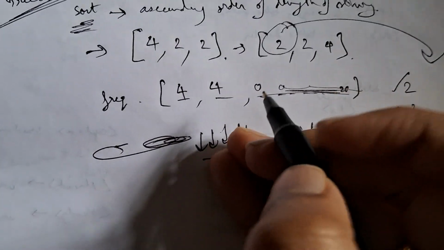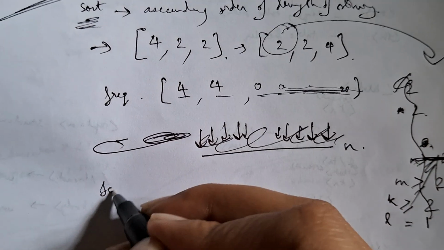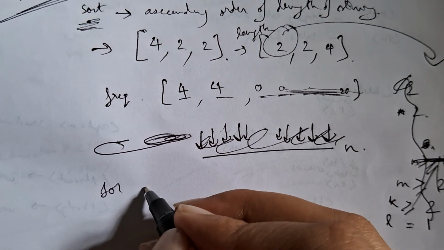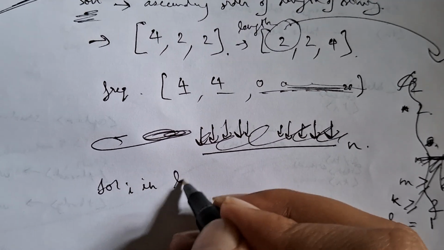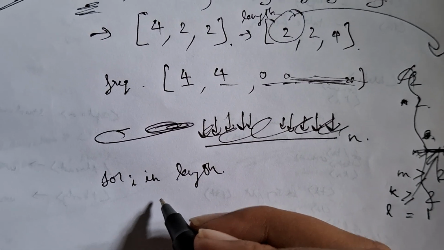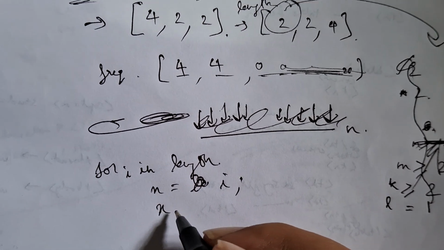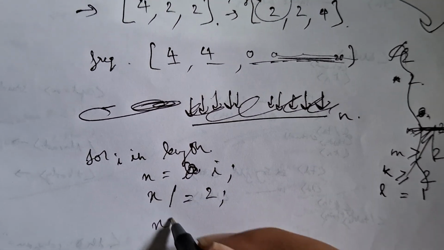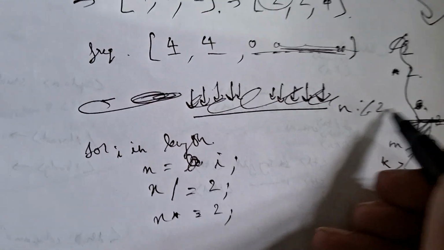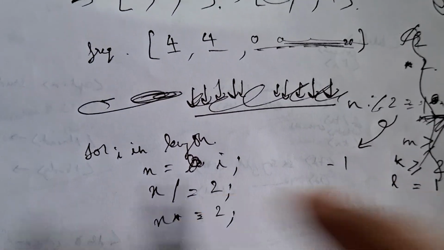So what we are going to do is, let's say this is the length array. For every element I in length, you have to find x equal to I, then x divided by 2 and multiplied by 2. That is, if it is odd, I'm going to make it even by subtracting 1. Basically this is the thing.